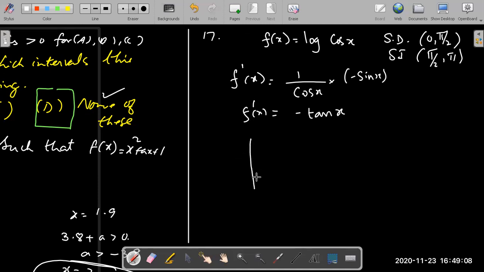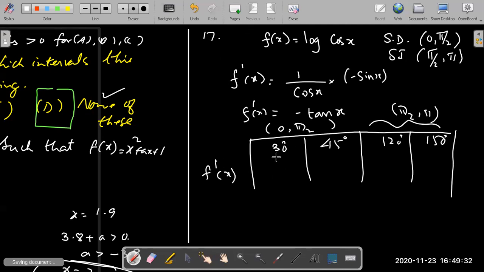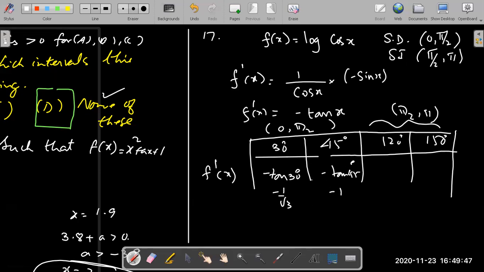So we make the same table, 30 degrees, 45 degrees, and 120 degrees, 150 degrees. So this is for pi by 2 to pi, and this one is 0 to pi by 2. So the f dash x value, which is minus tan x, that means this is minus tan 30. So in both the cases, minus tan 30 here, and this is minus tan 45, which is minus 1 by root 3, and this is minus 1. So this is negative.